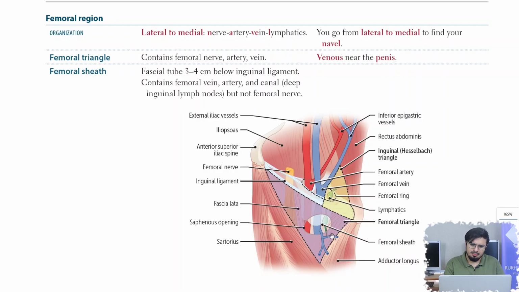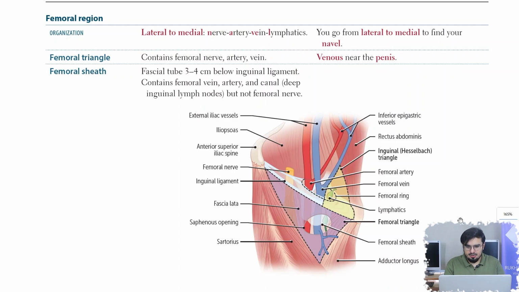It's different from femoral sheath, but more or less is the same. It's not that high yield in terms of USMLE Step 1. What is high yield is the concept of femoral triangle and femoral sheath. This serves as a surgical landmark during procedures for surgeons, even for interventional cardiologists.